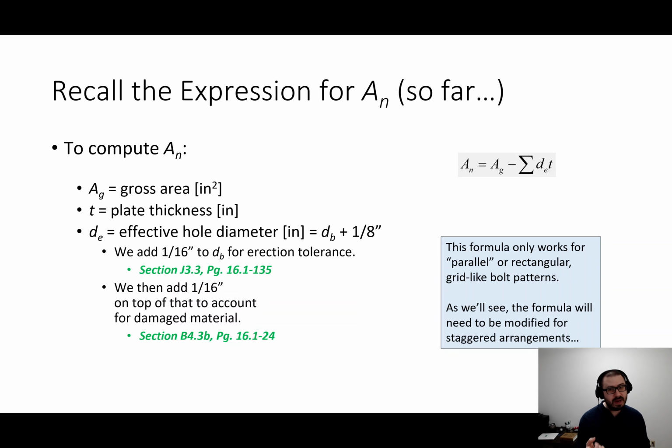And remember, we add 1/8 of an inch to the diameter of the bolt to get the effective hole diameter. And the reason why it's an 1/8 is because we add a 1/16 twice. 1/16 for erection tolerance, so we actually drill the hole 1/16 of an inch larger. And then another 1/16 on top of that to account for damaged material.